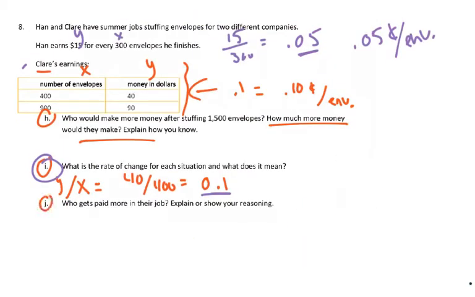J. Let's go to J. Who gets paid more in their job? Explain or show your reasoning. Well, we've talked about that. We've kind of shown our reasoning right here and here. So we know Claire makes twice as much because she makes 10 cents per envelope, and Han only makes 5 cents.